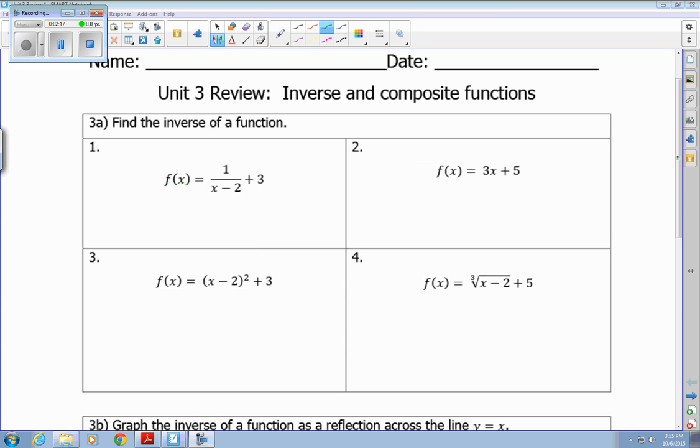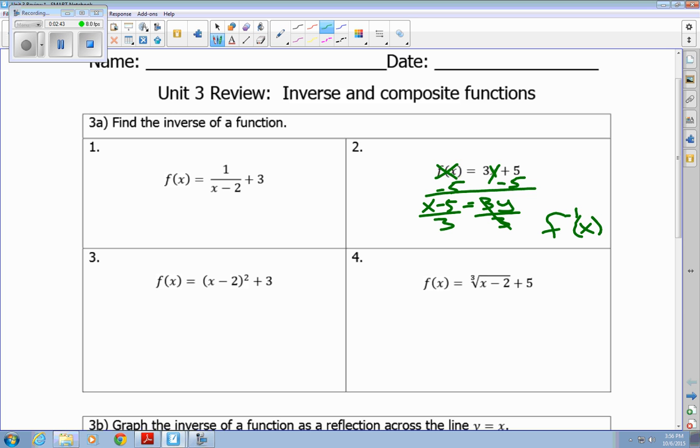Number 2, we have f of x equals 3x plus 5. So the f of x, remember that's y, and we have an x. So let's switch them. X, y. Now let's get y by itself. This one's a little easier. So you subtract 5, x minus 5 equals 3y, and divide by 3. And instead of y, we started out with f of x, so we should have f inverse of x equals x minus 5 divided by 3. So remember, we're doing these in reverse order of operations.